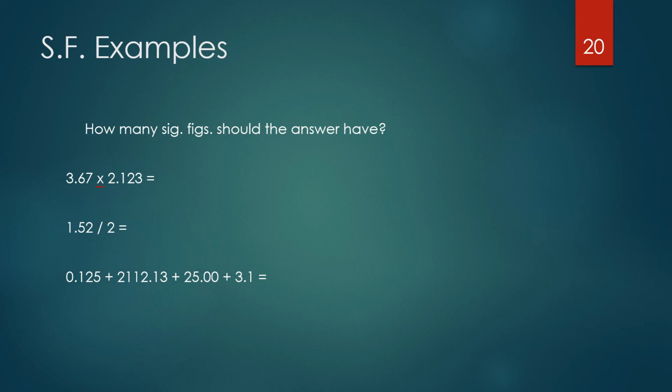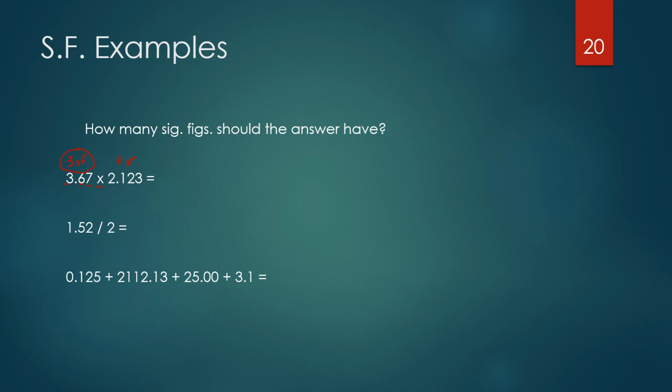So in this first number, 3.67, how many significant figures? There are 3. How do I know that? Because they're all non-zero numbers. Looking at the next number, 2.123, how many significant figures? There are 4 because all of them count, because they are all non-zero numbers. So now I need to pick the one with the least. What number is smaller, 3 or 4? 3. It's an easy one. So when I report my answer, I'm going to report it with only 3 significant figures.